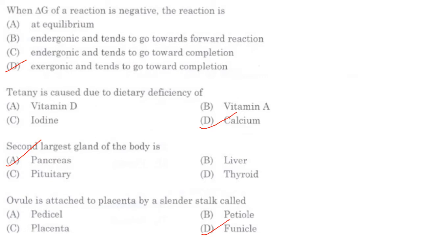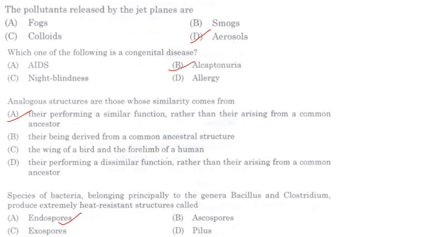Second largest gland of the body is the pancreas. Answer is option A. Ovule is attached to the placenta by a slender stalk called funicle. Answer is option D. This is also a repeated question. Then the pollutants released by jet planes are called aerosols. Answer is D. This was also a repeated question.